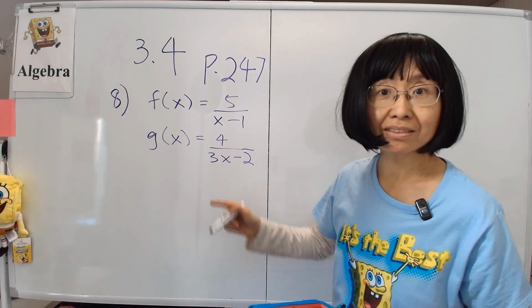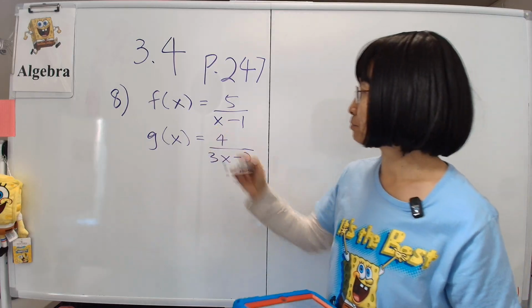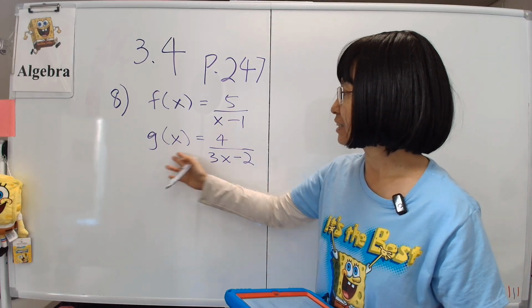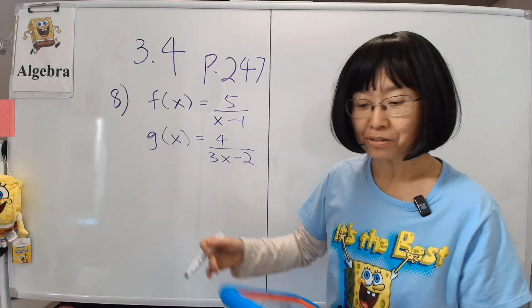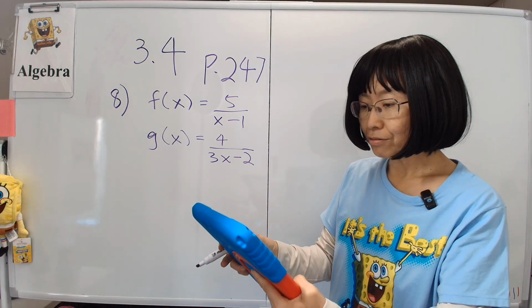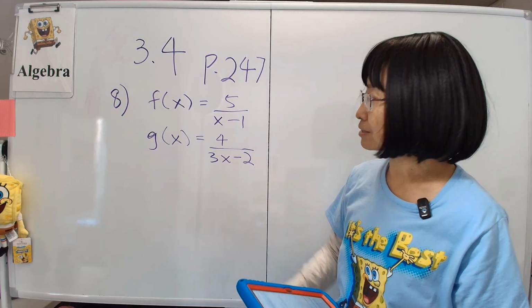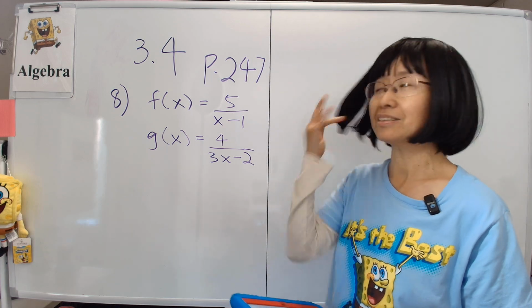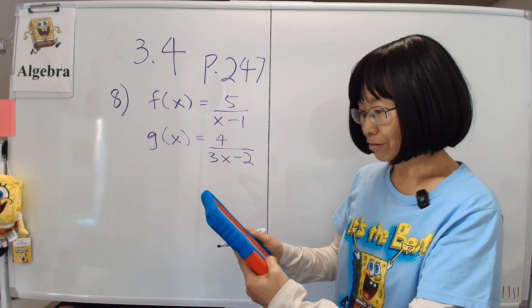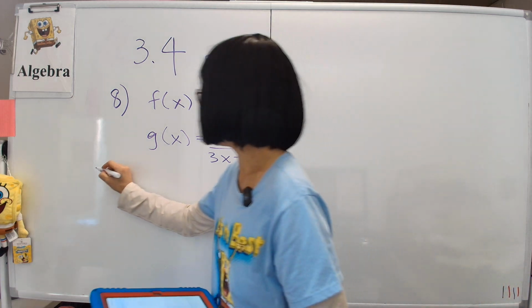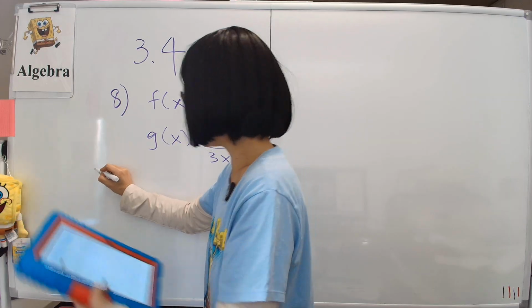You know what that means? The denominator can't be 0, so the domain is going to be limited. And then g of x is another fraction, more limitations. So the only thing we're concerned about in this case is when is the denominator 0. For the f of g. Okay, so we are only doing f of g in this case.